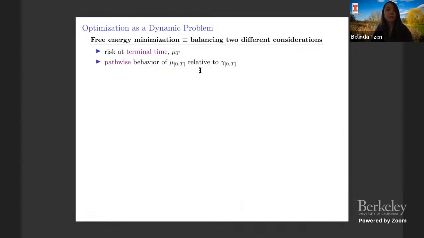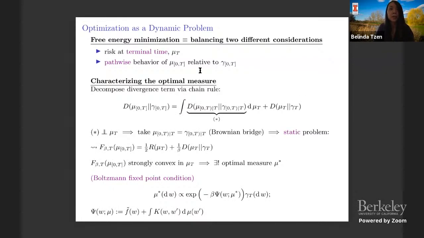Okay, so as I just foreshadowed, free energy minimization is going to be a matter of balancing two different considerations. Of course, we're going to care as before about the risk at the terminal time t, but also we're going to care about the pathwise behavior of this measure relative to the Wiener process over the same time interval. So trading off risk minimization and entropic regularization. And so you might ask, okay, didn't I just make things really complicated by making this pathwise rather than just considering the terminal risk and the terminal divergence?